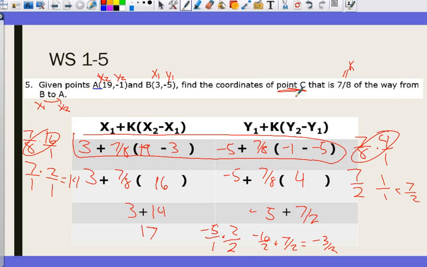This has a specific point that it wants you to find, so we have to label it with an actual C now for an actual reason. C is at 17 and negative 3 over 2.